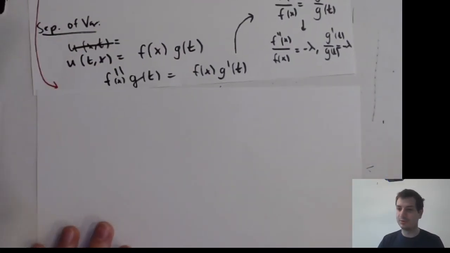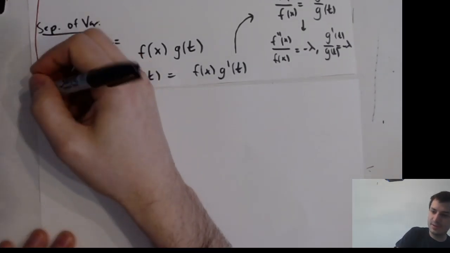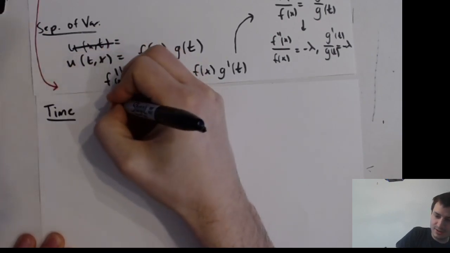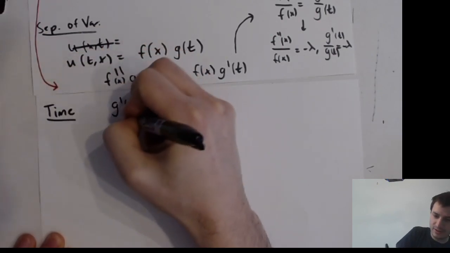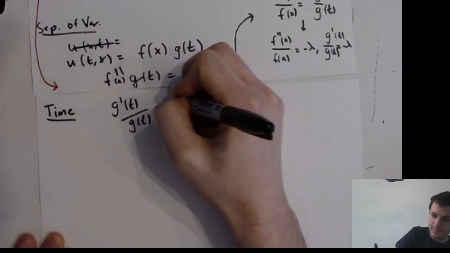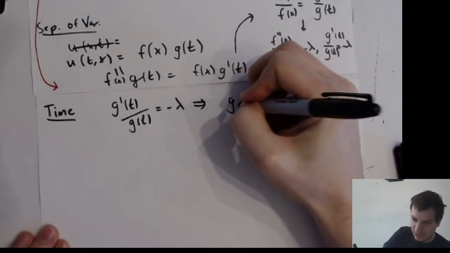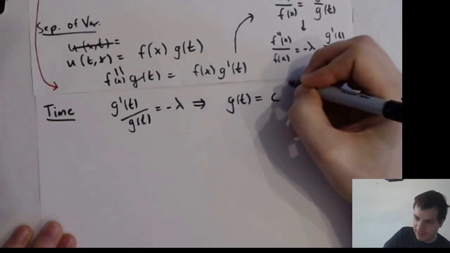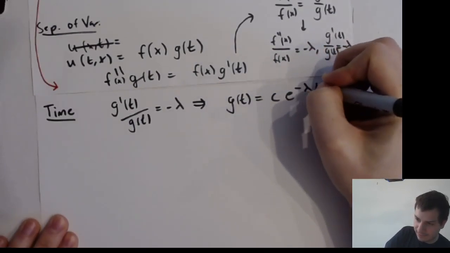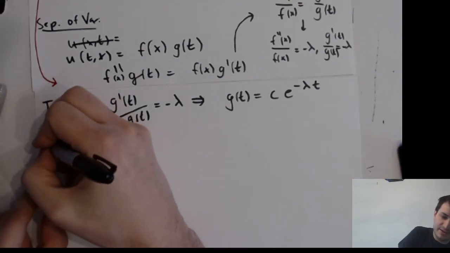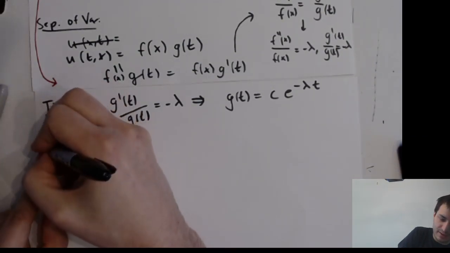Okay, so the time part, time equation, g prime of t over g of t is minus lambda. That's the same as before. The solution is g of t is c times e to the minus lambda t. That is always the easy part. The hard part is the space part, and that has a boundary value problem.